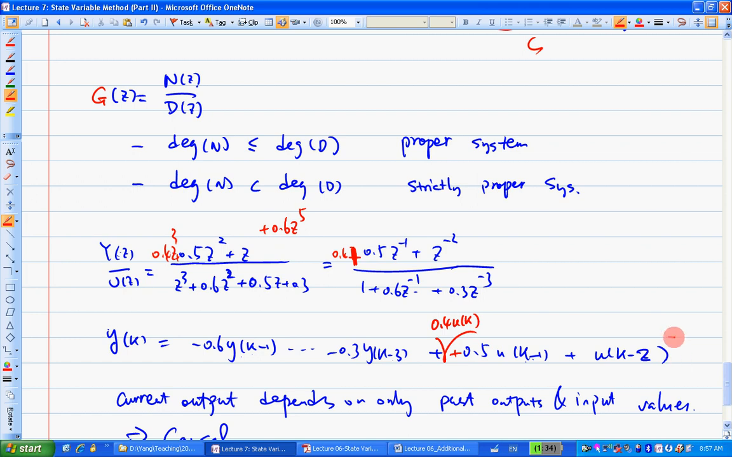Then here you would have what? A u(k+1) term here, right? u(k+1). So the current output actually depends on the future inputs. So that's going to be a non-causal system. Okay? Can this happen in the real world? I mean, no, a non-causal system won't happen.